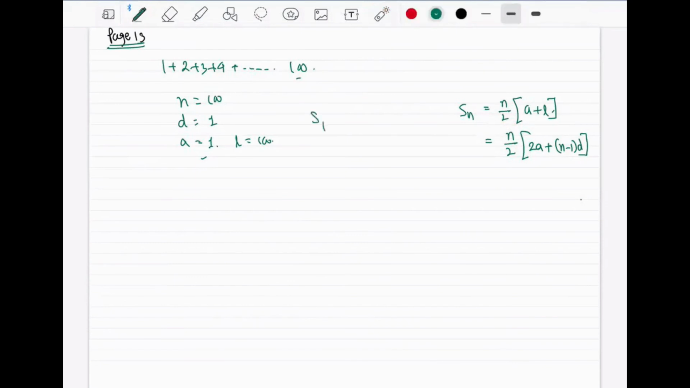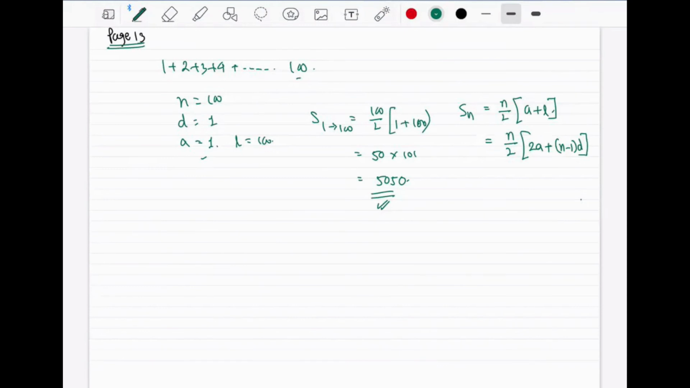If I add from 1 until 100, the result will be, you put these values right here. n by 2, we will have 100 by 2, into 1 plus l, which is 100. So 50 into 101, 5050. If you want to add from 1 to 10 also, you can use the same formula.